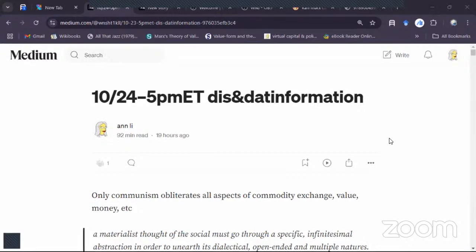1024. Only communism obliterates all aspects of commodity exchange, value, money, etc. We aren't there. No one's there.